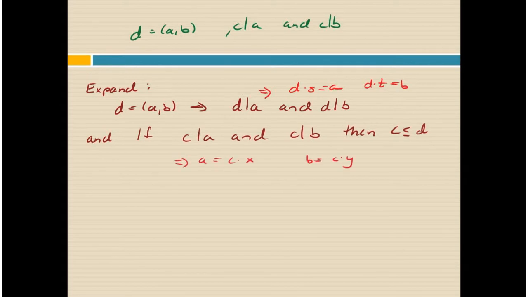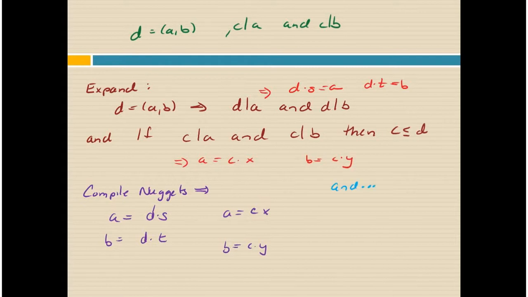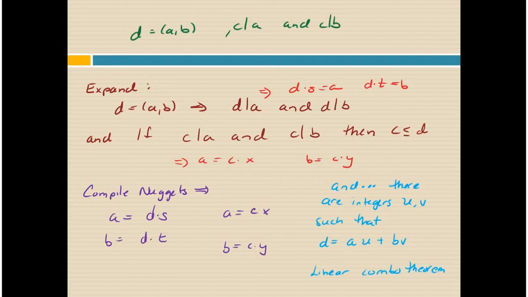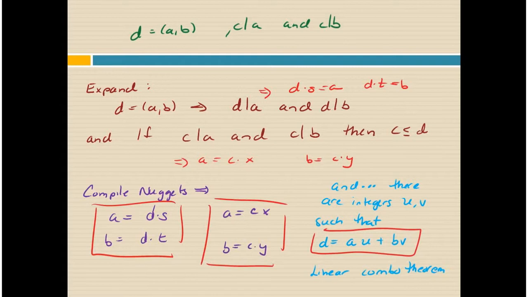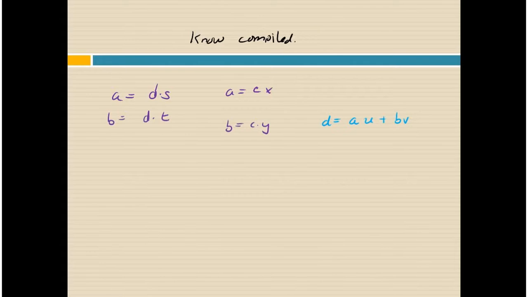And the fact that C divides A and C divides B gives me that A is represented by C times X for some integer X, and B is represented by C times Y for some integer Y. So all my nuggets of information are written below. And I have one more nugget of information. Whenever D is the greatest common divisor of two integers, I also have the linear combination theorem that says that D can be expressed as A times U plus B times V for some integers U and V. So I've boxed off all the pieces of information that I can work with to arrive at my show.